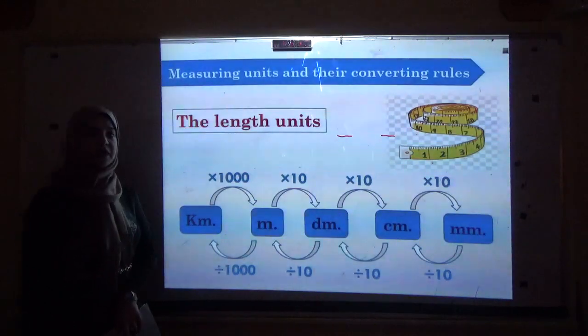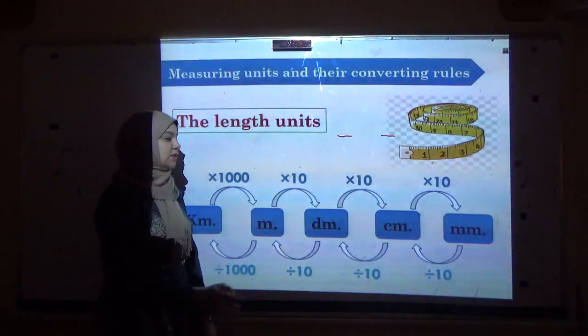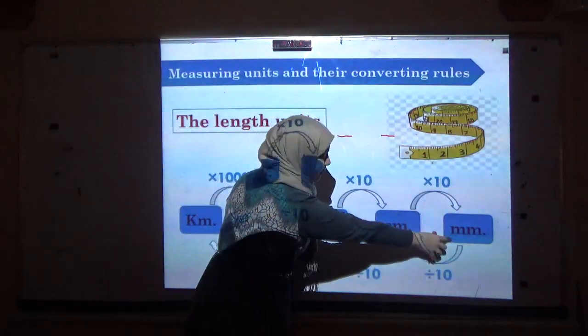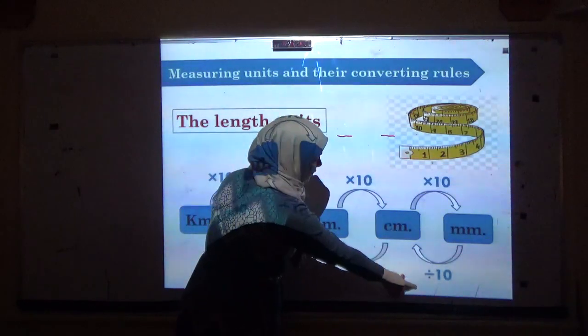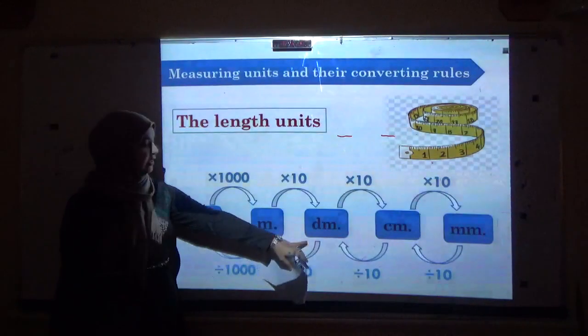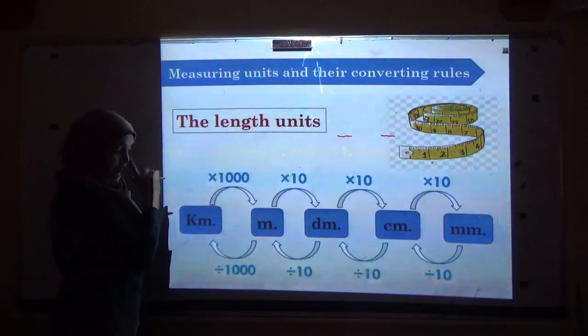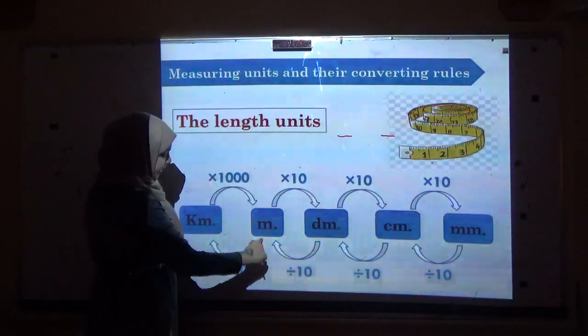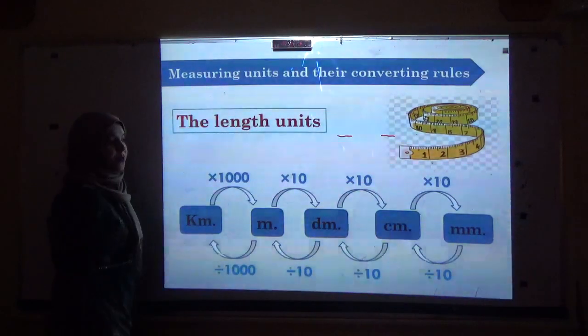But to convert from the smallest unit to the greatest unit, divide. So from millimeter to centimeter, divide by 10. From centimeter to decimeter, divide by 10. From decimeter to meter, divide by 10. From meter to kilometer, divide by 1000.